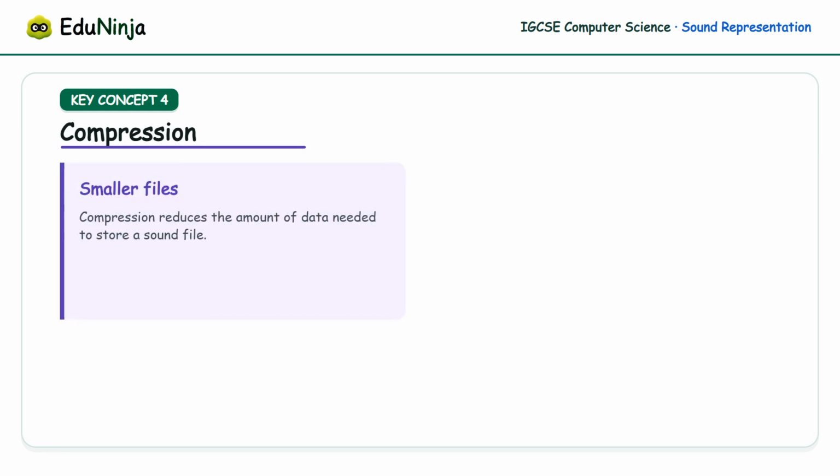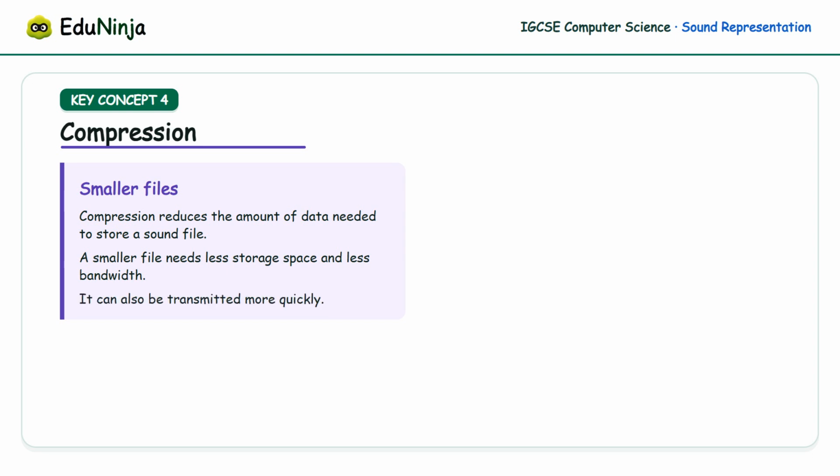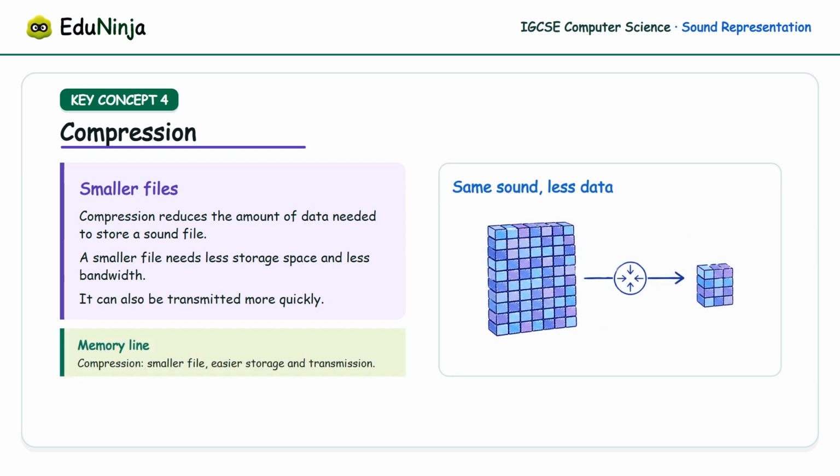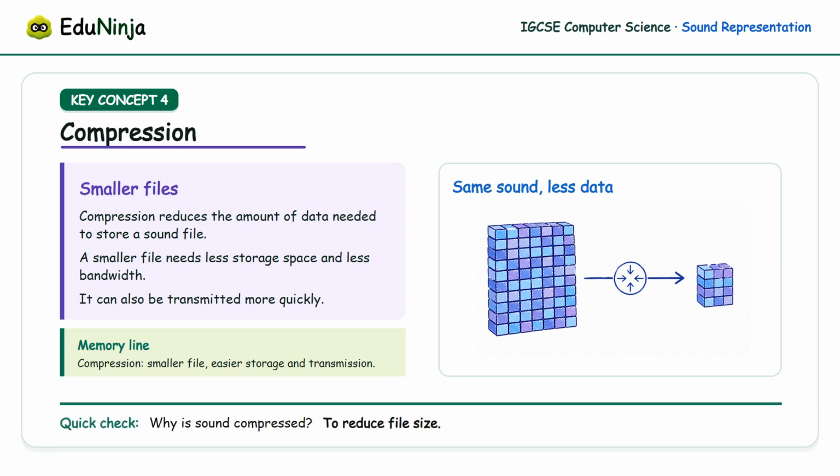Key Concept 4. Compression. Compression reduces the amount of data needed to store a sound file. A smaller file needs less storage space and less bandwidth. It can also be transmitted more quickly. The idea is the same sound represented with less data. Remember, compression means a smaller file and easier storage and transmission. Quick check. Why is sound compressed? To reduce file size.